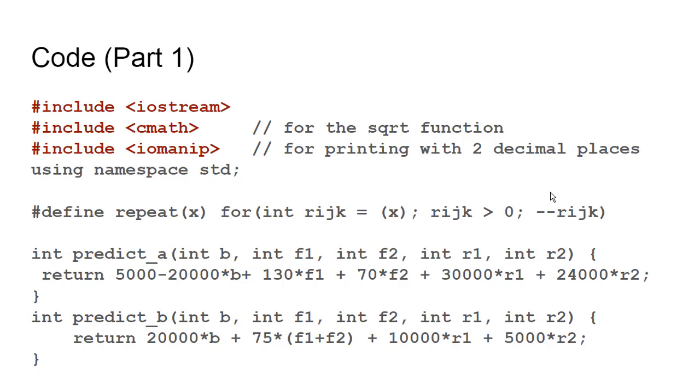So the logic of the code is fairly straightforward. However, we do need to introduce some new concepts to deal with the requirements. For example, to compute square root, we use a predefined function in the library, and the function is defined in the header file cmath. And to print with 2 decimal places, we need to use features that are defined in iomanip, which stands for IO manipulation, in that header file.